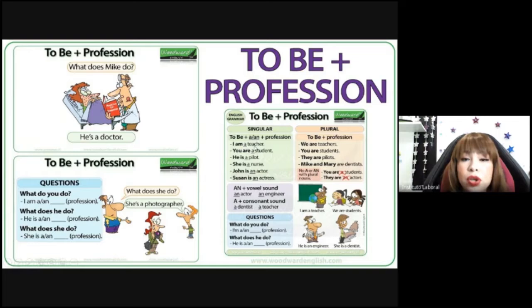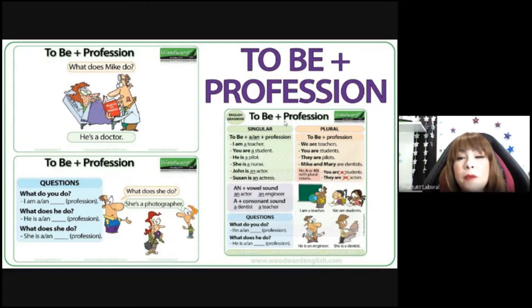I am a teacher. We use a when the noun starts with a consonant sound, and an when the noun that follows it starts with a vowel sound. A teacher: teacher starts with a consonant. Actor starts with a vowel sound, so we use an. They both mean the same: one, uno, una. Only one. They are used in singular form. An plus vowel sound: an actor, an engineer. A plus consonant sound: a dentist, a teacher.